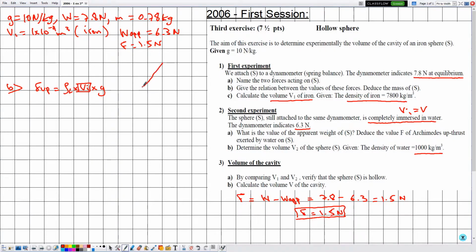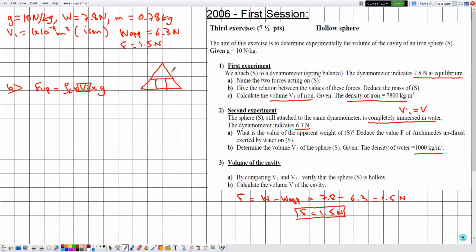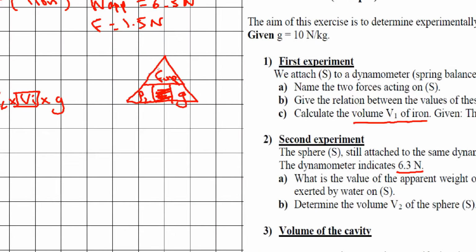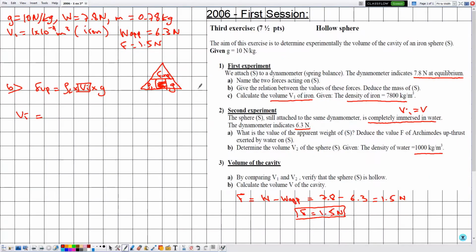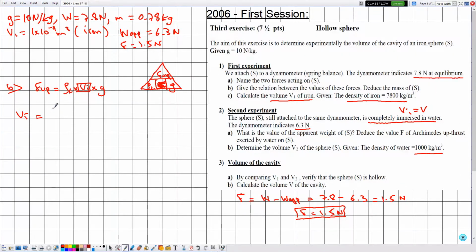So constructing the triangle of this formula, because we have multiplied, F upthrust will be at the top, and rho L, Vi and G at the bottom. We are interested in determining the immersed volume, which is given by Vi, which is equal to the magnitude of F upthrust divided by the density of the liquid multiplied by G.